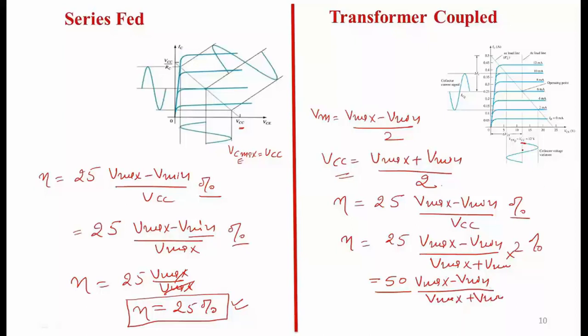For the full swing of the output AC signal, we can see that the V minimum is at 0 voltage. So if you draw it as a full swing, V minimum is at 0 voltage. By putting V minimum equal to 0, we find that eta is equal to 50% in case of transformer coupled class A amplifier. So here we can see that for the series fed class A amplifier, the maximum efficiency is 25%, and for the transformer coupled amplifier, it is 50%.